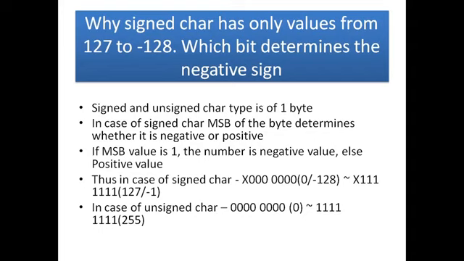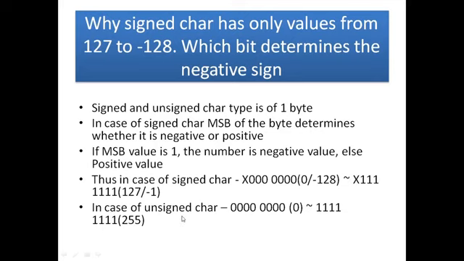So let's get started. Signed and unsigned character types have a length of 1 byte. In the case of signed char, the MSB of the byte determines whether it is negative or positive. So what is the MSB? In case of 8 bits, this most significant bit determines whether it's a positive or negative number. If the MSB value is 1, then the number is negative, else the number is positive. Thus, in signed char, this 1 bit has been reserved. For example, starting with a sign bit and zeros in all the remaining 7 bits, up to 1 in all the remaining bits, this is the range we get, -128 to 127.